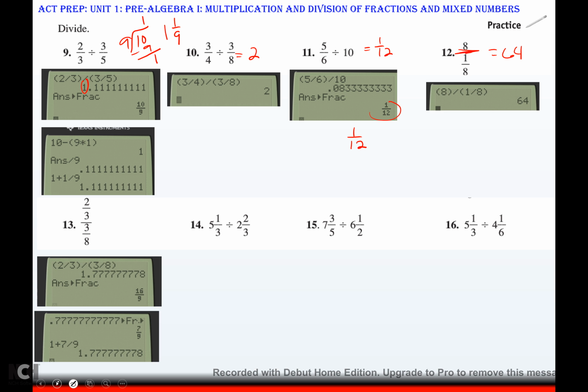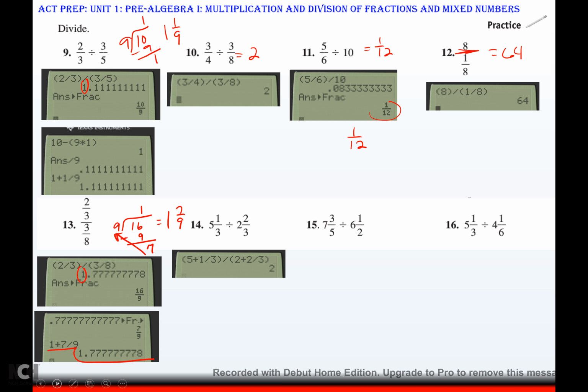Okay, on 13, you've got 2/3 divided by 3/8, 1.7 repeating. Math enter is 16/9. This tells me that 9 goes into 16 one whole time. Take away 9 leaves 7. So my answer is 1 whole and 7 ninths. So it'll be 1 and 7 ninths.